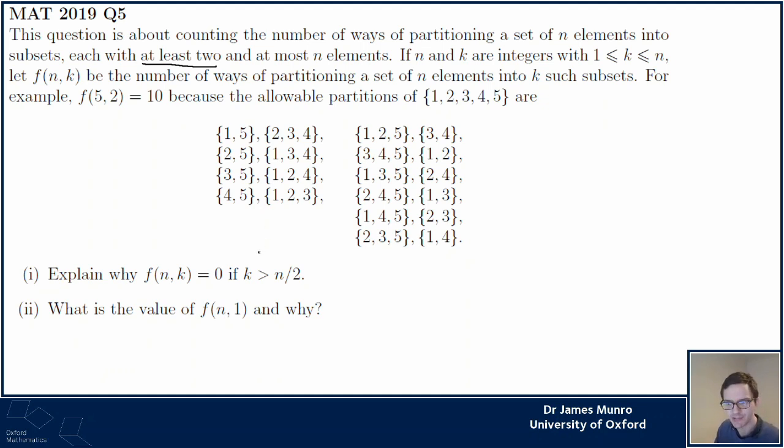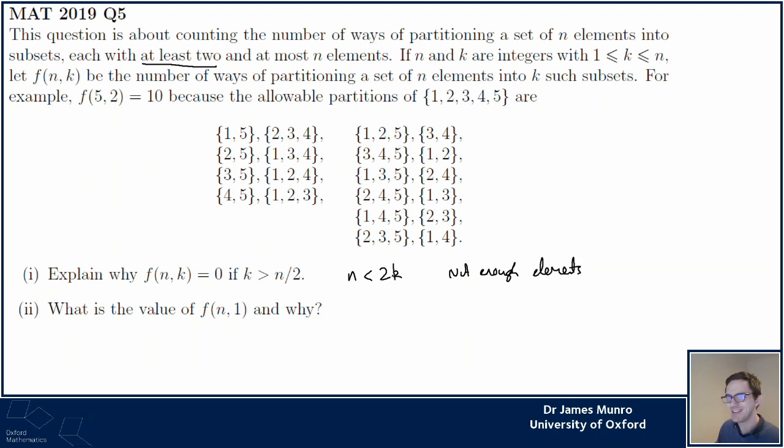Okay, part one of the question says, explain why there are no possible partitions. This thing is 0 if k is too big, if it's bigger than n over 2. So I suppose that says if n is less than 2k. Well, hang on, that's because we haven't got enough elements. That's what this inequality says. So I'm going to write not enough elements and then work out what I mean.